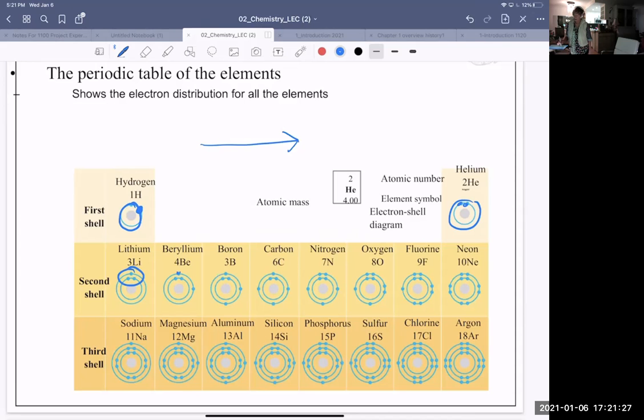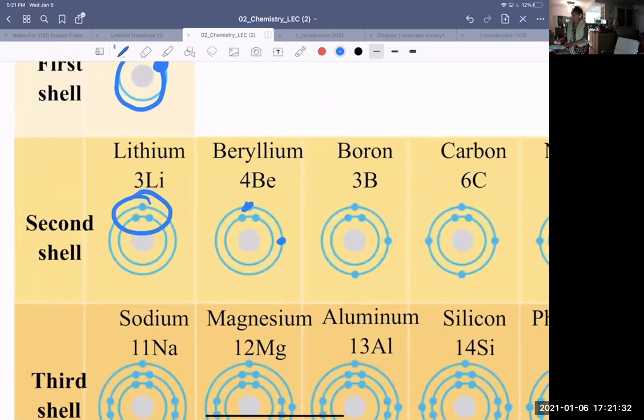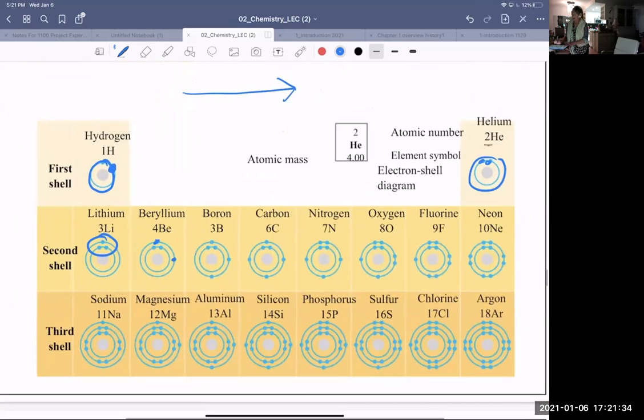So it has 2 electrons in its outer shell. And the outer shell is also known as the valence shell. And the electrons in the outer shell are known as the valence electrons. So they're the ones that interact with other atoms, unless there are 8 electrons in that outer shell.